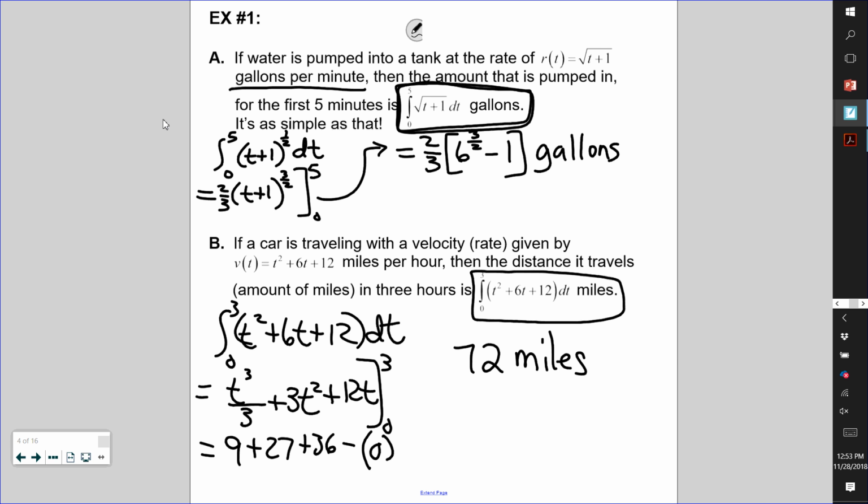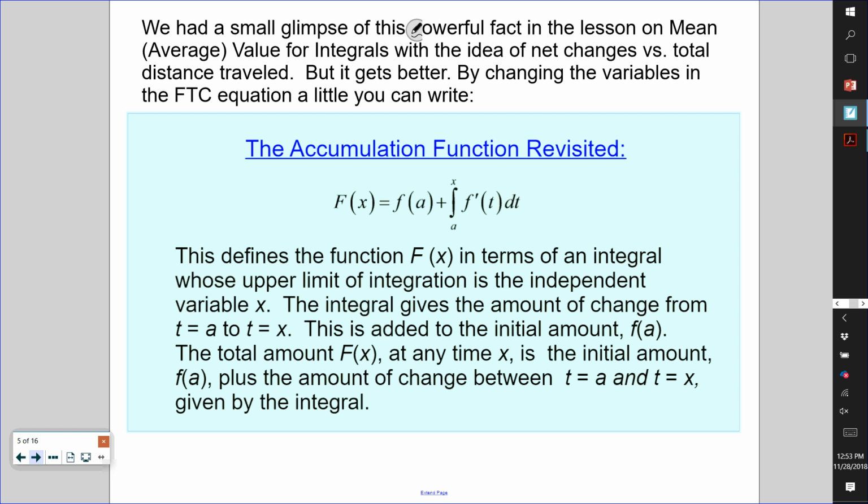Okay, so now here's the huge thing. This is talking about the accumulation function again, and we talked about this earlier. It's this initial value that everybody forgets. That's the part that we struggle with.